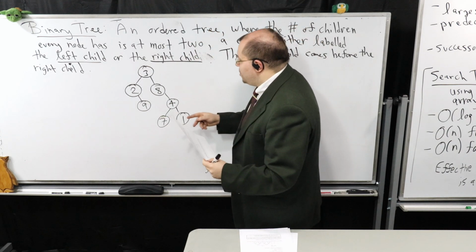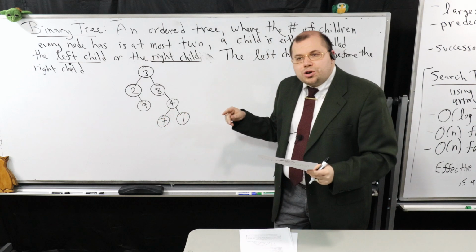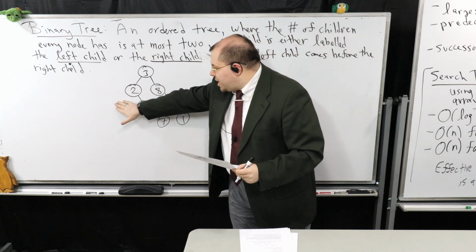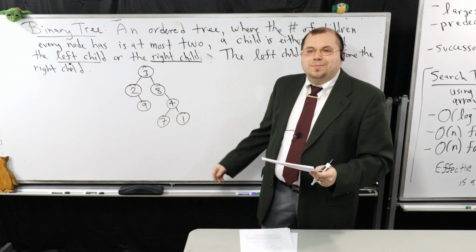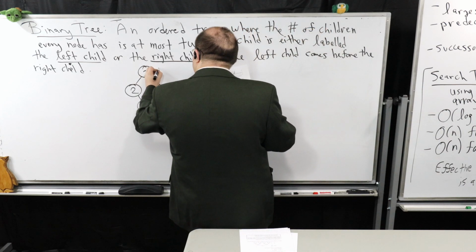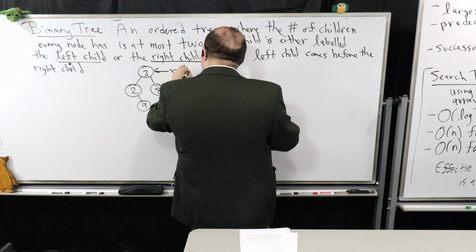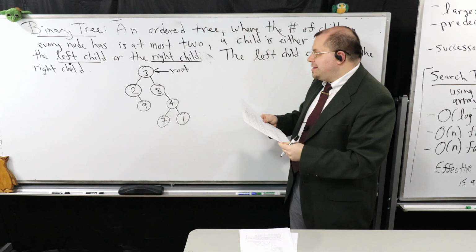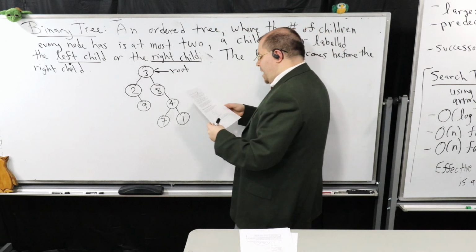So for example, the node here with 2 in it has no left child, but it has a right child. The node with 9 in it. And 3 here, I'm just going to refer to that as the root in this example. But this is an example of a rooted binary tree.